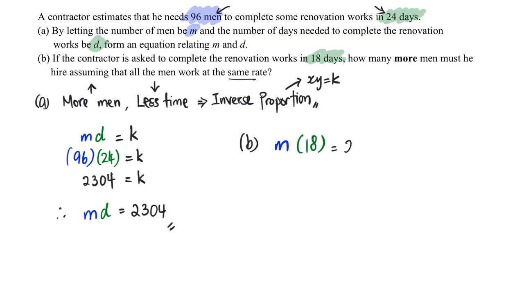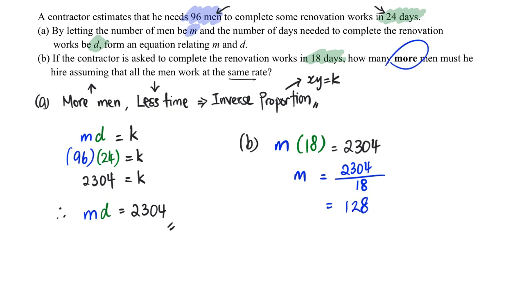So m times 18 equals 2304. Therefore, I will be able to find the number of men required, which will be simply 2304. I'm going to divide by 18 on both sides. So that gives me 128 men.